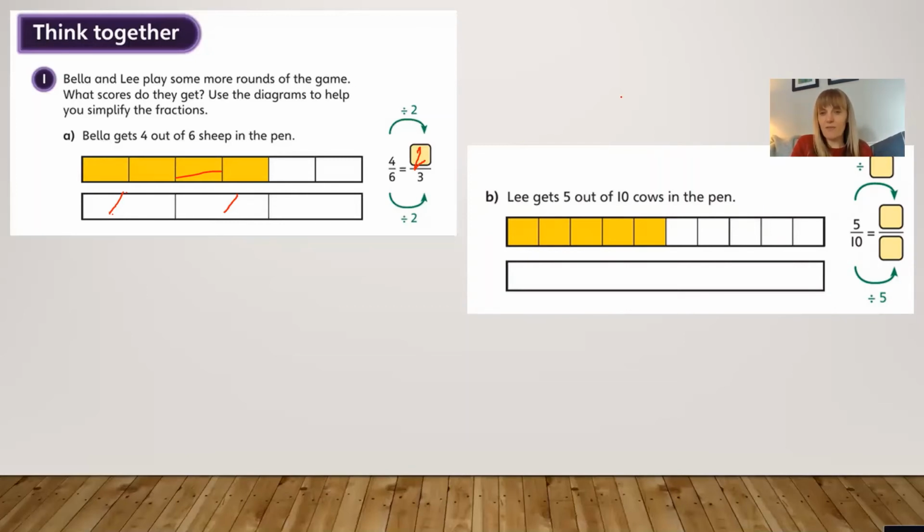So if we divide 5 by 5, let me find my pointer, we get an answer of 1. And if I divide 10 by 5, it's an answer of 2. So 5/10 is actually the same as 1/2. So I would just shade this side.